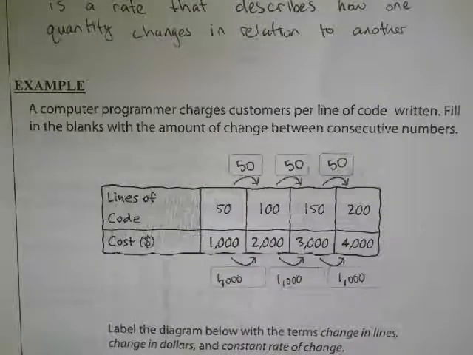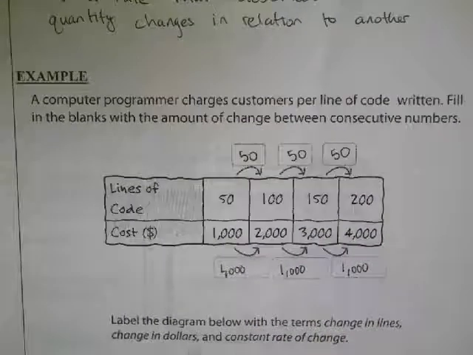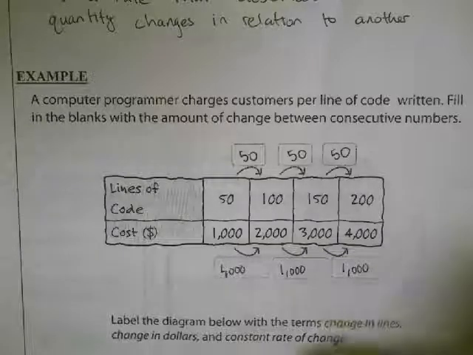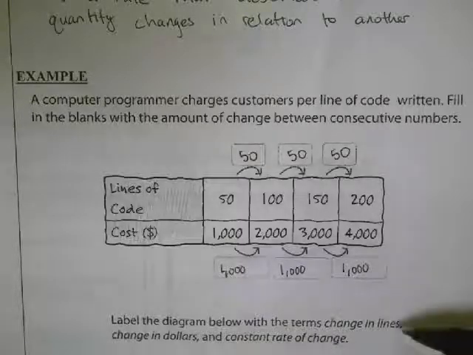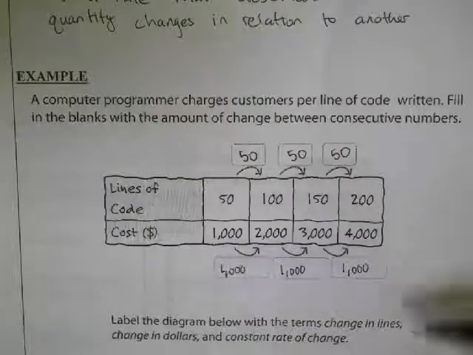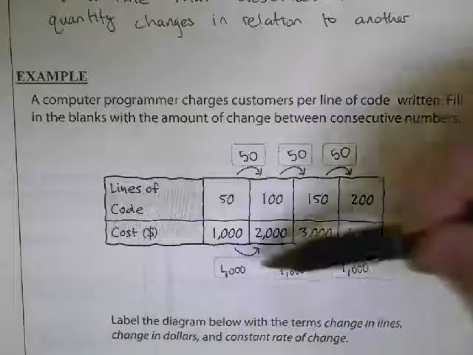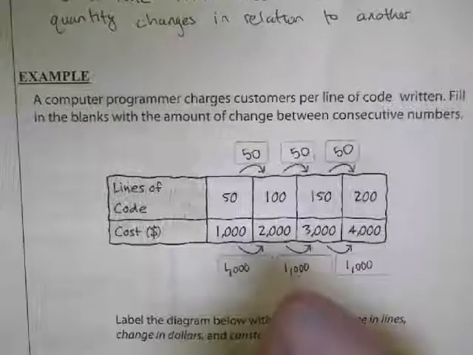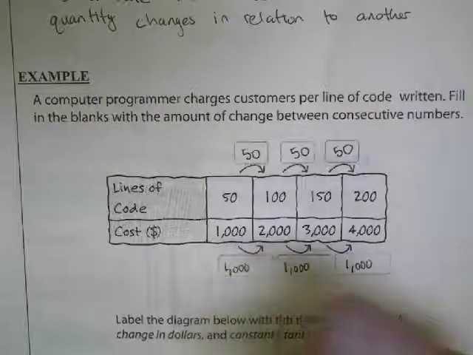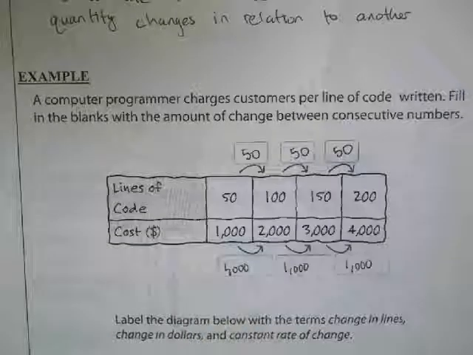So label the diagram below with the terms change in lines, change in dollars, and constant rate of change. If we're over here, we see that we have $1,000. Is that the change in lines, the change in dollars, or the constant rate of change? Well, that's our change in dollars. Here's our 1,000 right here, so we'll put change in dollars.